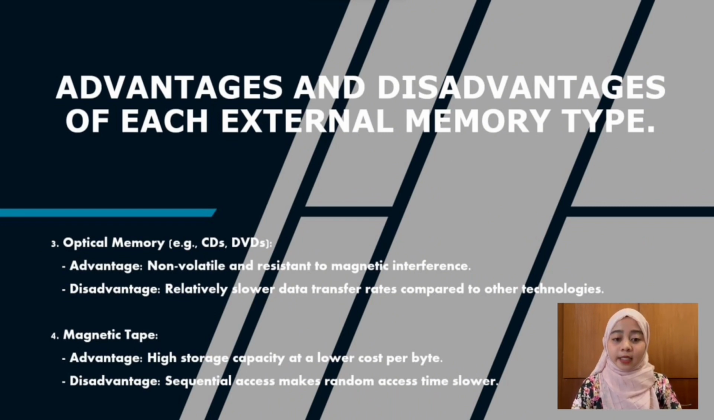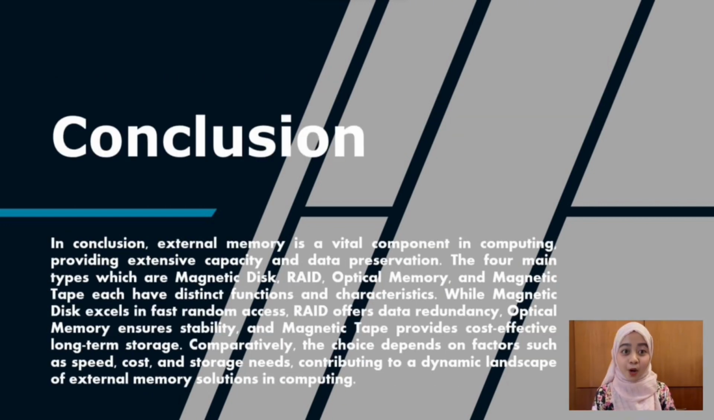The fourth is about magnetic tape. The advantage is high storage capacity at a lower cost per byte. The disadvantage is sequential access, which makes random access time slower. Lastly, the conclusion.